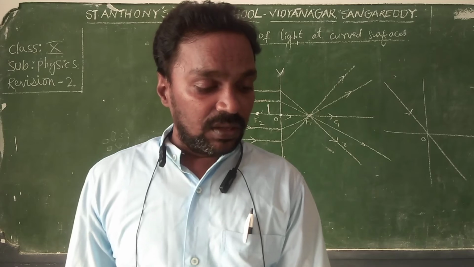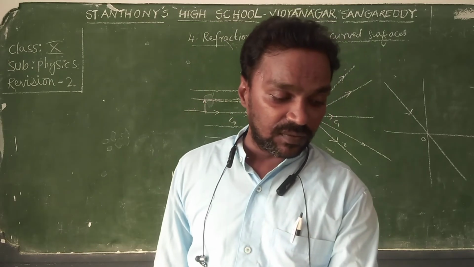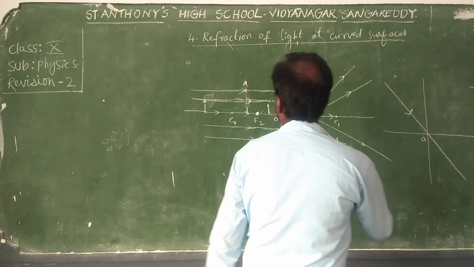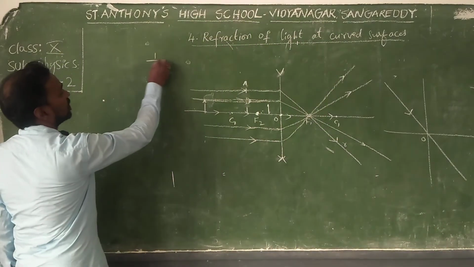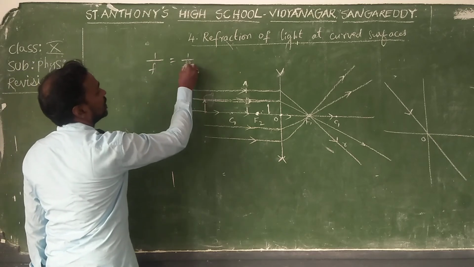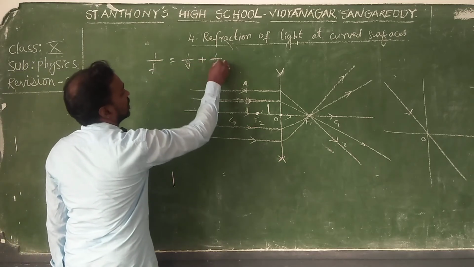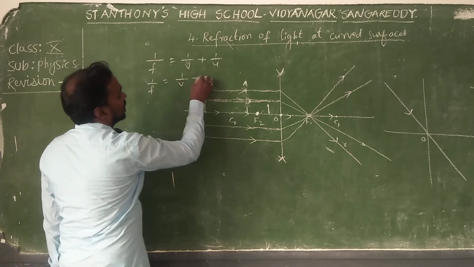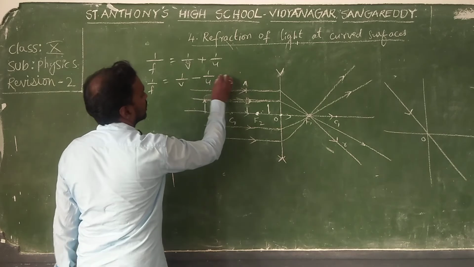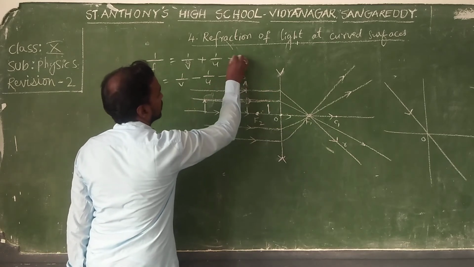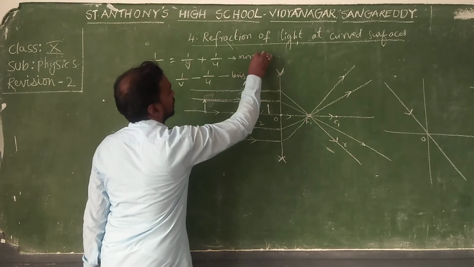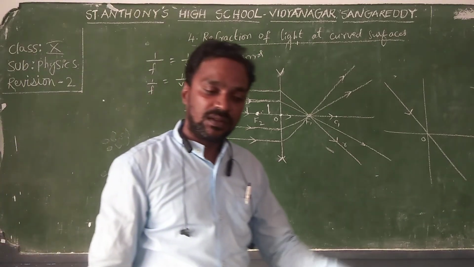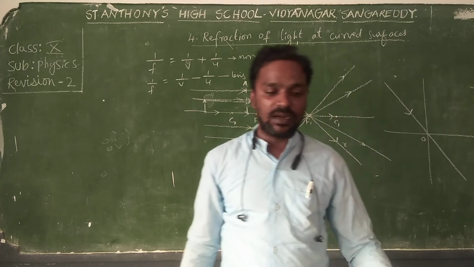After that, we have the lens formula, which is nothing but the same as here: mirror formula and lens formula. The mirror formula is already 1 by f is equal to 1 by v plus 1 by u, and here 1 by f is equal to 1 by v minus 1 by u. This is for lens. This is for mirror. And magnification is the same.